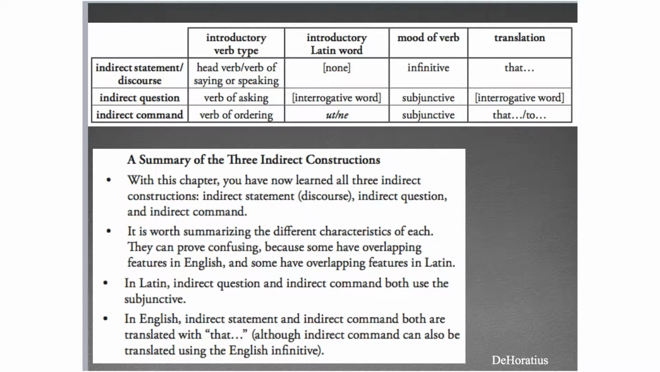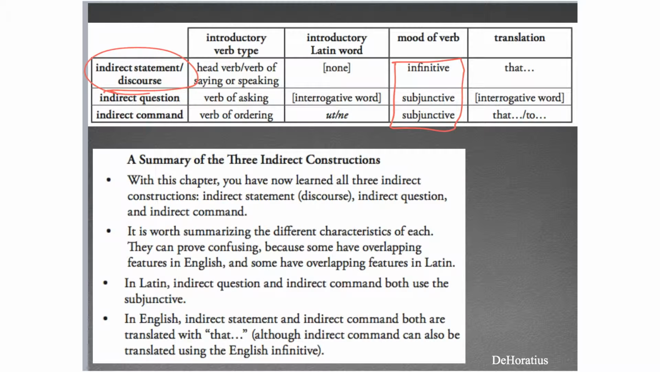Okay, so we've learned some indirects. We've learned indirect statement, all right, which is up here. So now we're going to learn two more, which are indirect question and indirect command. And this chart up at the top here is just a way to organize them. What I'll point out is that indirect statement uses the infinitive, while indirect question and command will use the subjunctive. All right, but they imply the same thing.